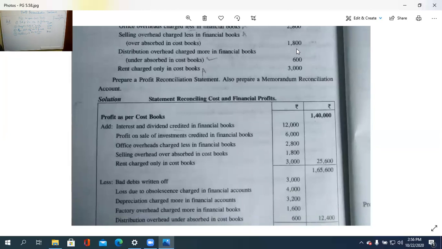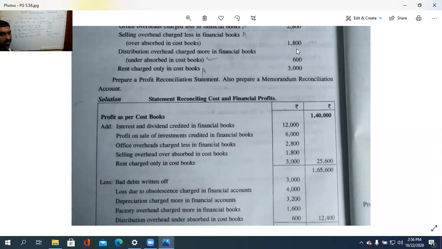Distribution overcharged, this is under absorbed in cost books. Deduct rent charged only in cost books. Rent charged only in cost books. Expenses. So fifth case, rent charged only in cost books. How much is it? 3,000. So total it, that is 25,600.